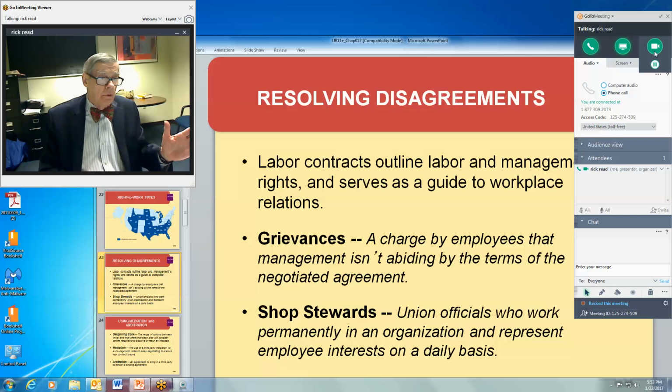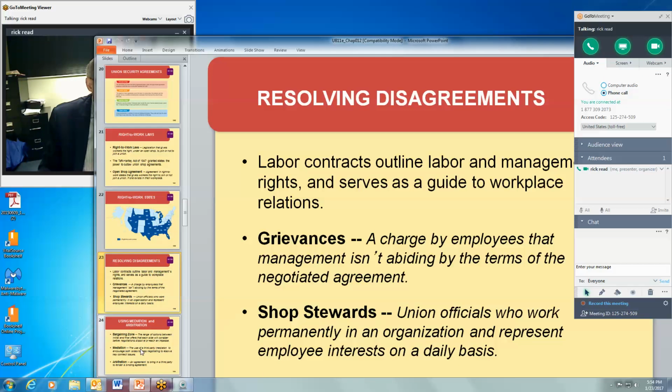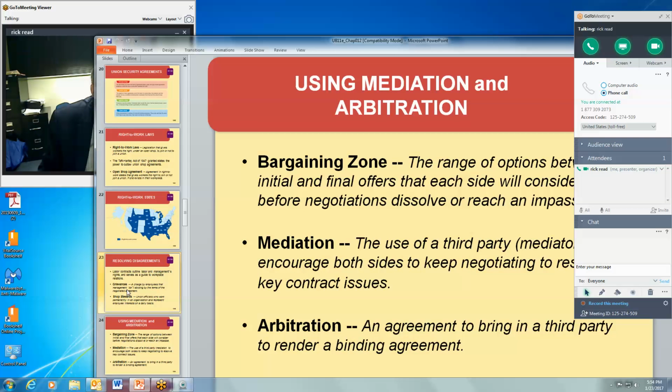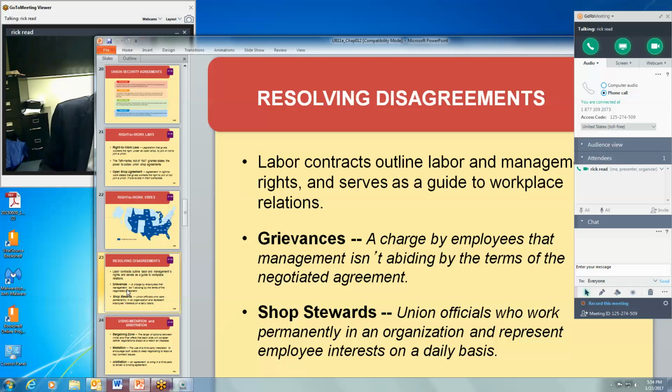This will be taken to the shop steward, who is a union official who works at the organization, and he represents the employees on a daily basis. And then you can see what happens there. It goes to the shop steward, to the local union, then to the union grievance committee, etc., and management goes on the other side.